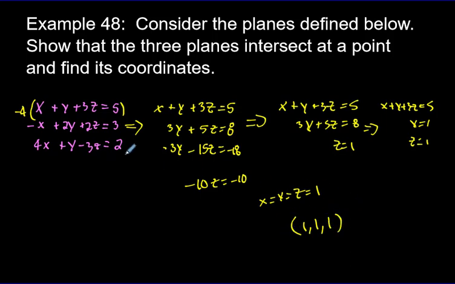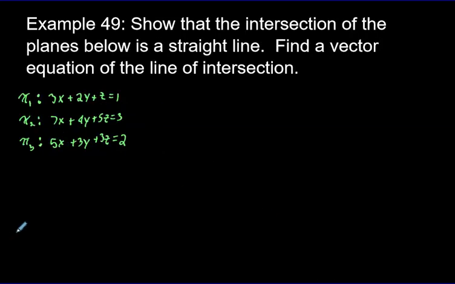And there you go. We were able to show through elimination that we have an intersection point, and that's what we want to do. Let's look at another problem. Example 49 asks us to show that the intersection of the planes below is a straight line.